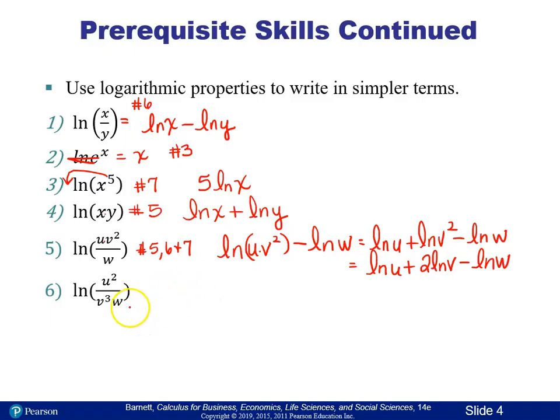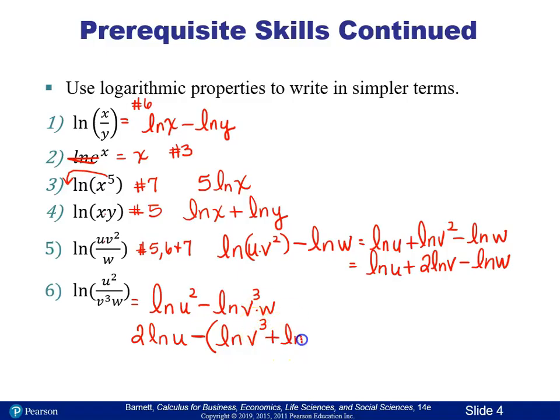All right, the last one here, again, has several things combined together. So I'm going to break it apart. I'm going to do the division part. So I'll have the natural log of u squared minus the natural log of v to the third w. Okay, so on this one, I'll bring the 2 down in front. Because I'm going to be breaking this apart, I'm going to put this all in parentheses. So I'll have the natural log of v to the third, and since these are multiplied together, I'm going to add those.